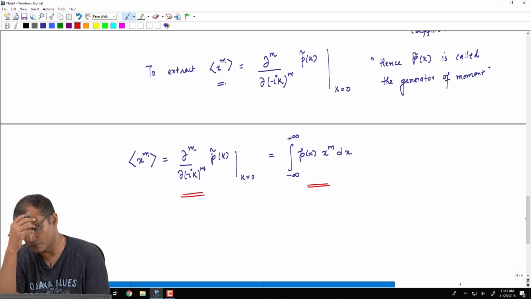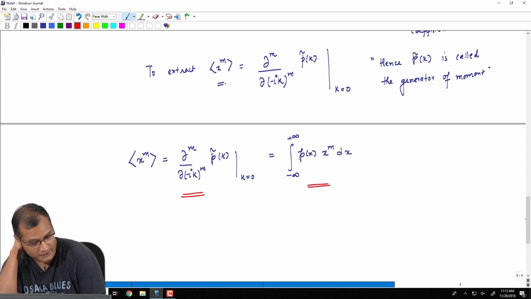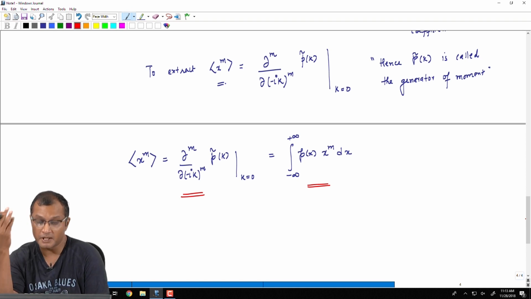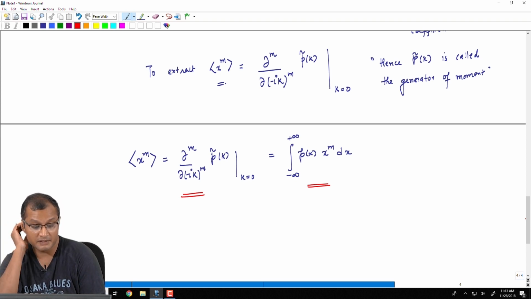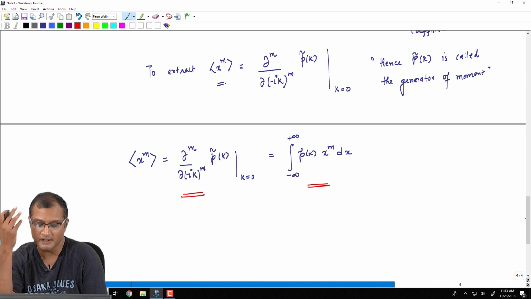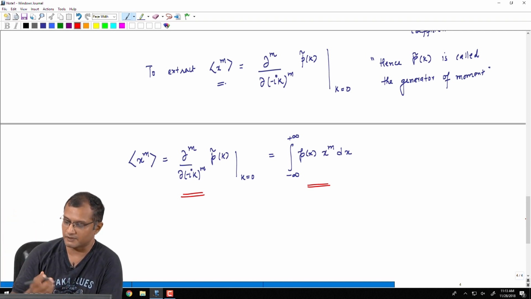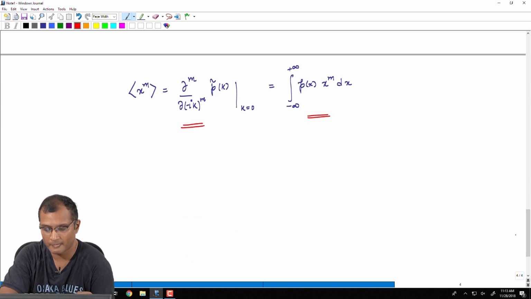Maybe in some problems the brute force integration is easier, but in some problems where integration becomes difficult or if m becomes large, you would want to take derivatives of the generating function, because taking successive derivatives is definitely easier compared to computing integration by parts if m is large. So, these are the benefits of a characteristic function over a brute force integration.